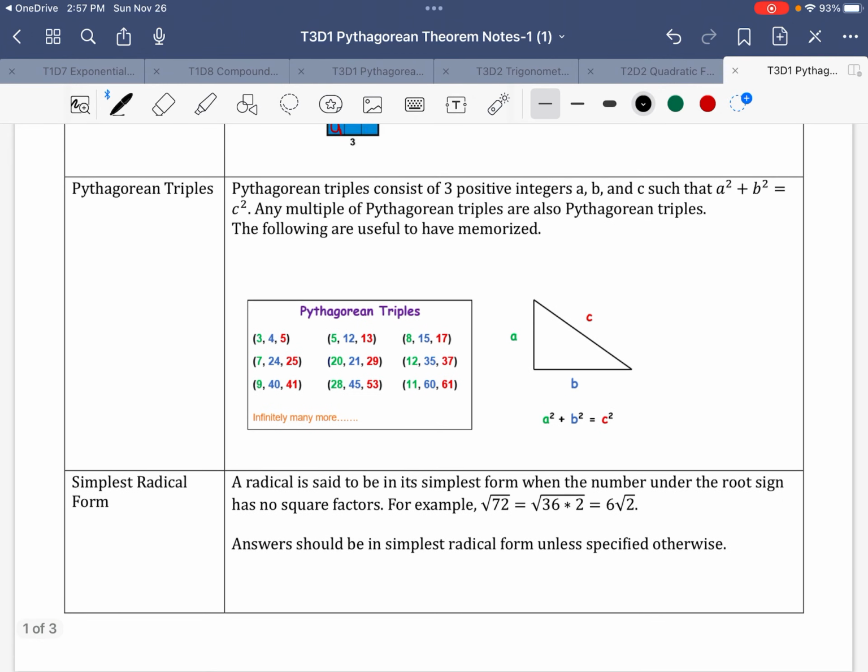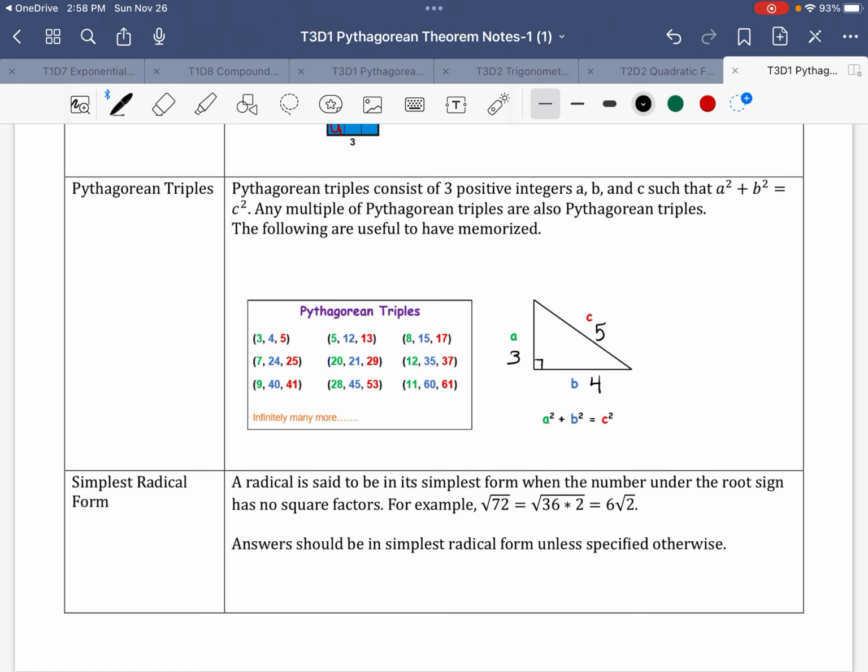Now there is a set of Pythagorean triplets. Pythagorean triplets are when a, b, and c are all positive integers, which means they're whole numbers, such that a squared plus b squared equals c squared. So the really common Pythagorean triplet is 3, 4, and 5, which tells us that if 3 is a, 4 is b, and 5 is c, they are all whole numbers that make the Pythagorean Theorem true. Some of the other common ones that you'll see are 5, 12, 13, and 8, 15, 17.